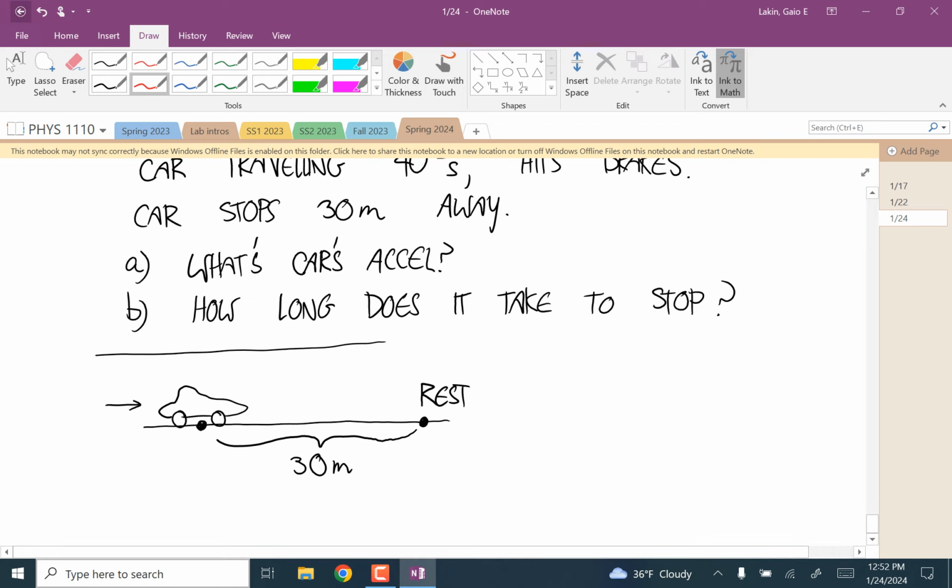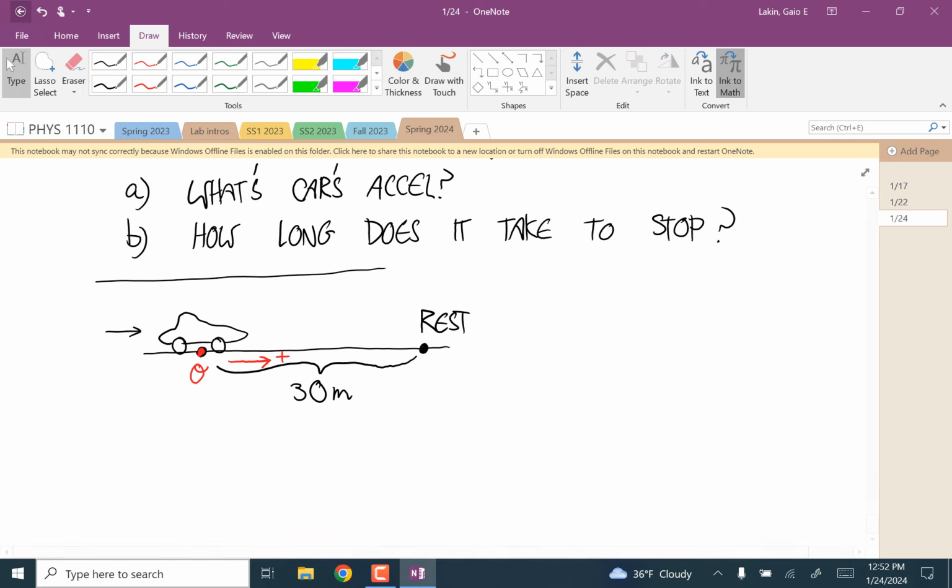Most people would probably say, might as well choose the 0 position to be where the car is when the motion we're analyzing starts. So let's call this the 0 position. And then most people would also say, might as well call the positive direction the direction it's moving. Okay.